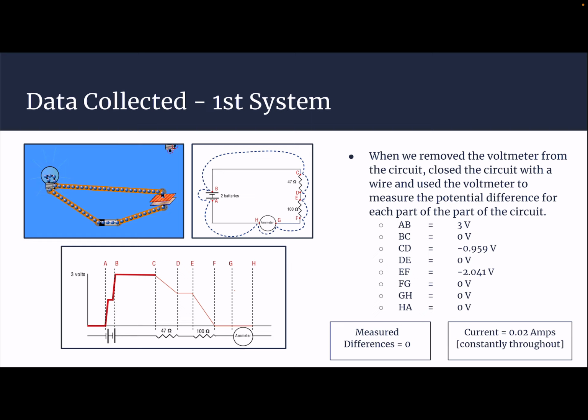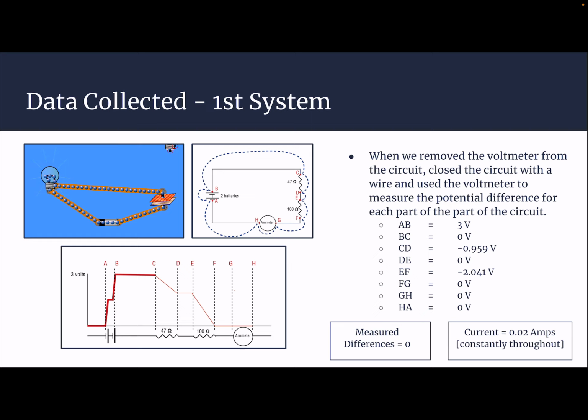AB equals 3 volts, BC equals 0 volts, CD equals -0.959 volts, DE equals 0 volts, EF equals -2.041 volts, FG equals 0 volts, GH equals 0 volts, and HA equals 0 volts. On the right, you will find the approximate graph of potential relative to the negative end of the battery versus position around the circuit. As you can see, the slope is steeper in areas A, C, and E, since the electric field is strongest at those points.